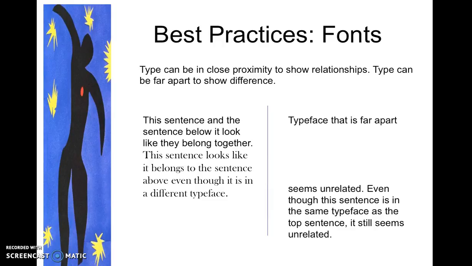This sentence and the sentence below it look like they belong together. This sentence looks like it belongs to the sentence above, even though it's in a different typeface. Because they're together proximity-wise, even though they're a different font, we're going to read them as a whole because they're blocked together. Proximity, they're close. That means they must be similar, they must be related. Typeface that is far apart, cognitive block, space, figuring out where I need to go, seems unrelated, even though this sentence is in the same typeface as the top sentence. It still seems unrelated.